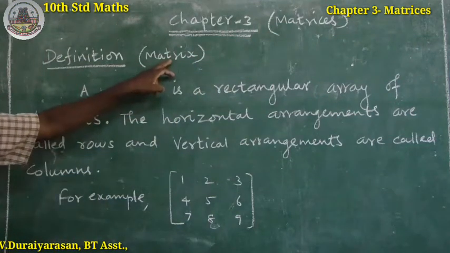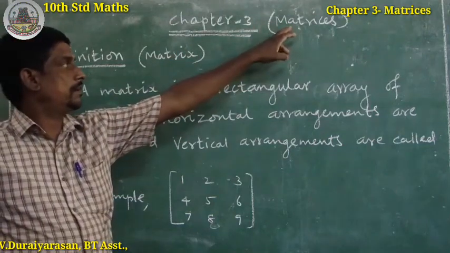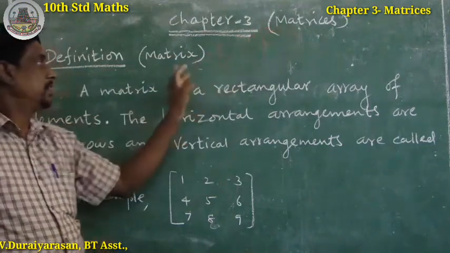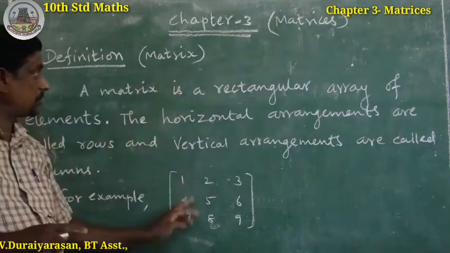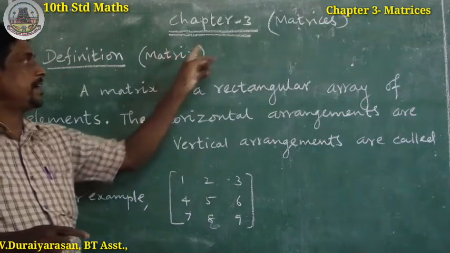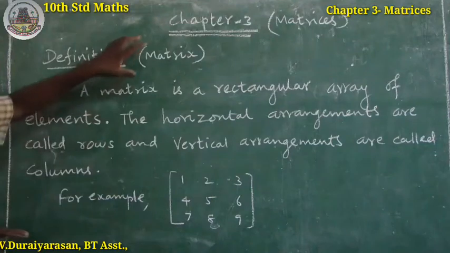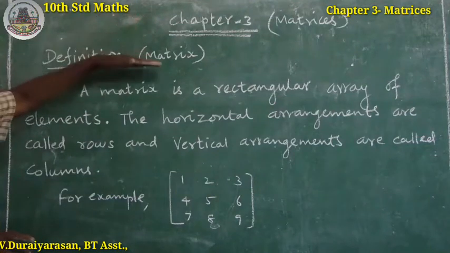Matrix is the singular form. Matrices is the plural form. This is a matrix, only one matrix. This is the singular form. The plural form of matrix is matrices. Okay. Today, what is the definition of a matrix?